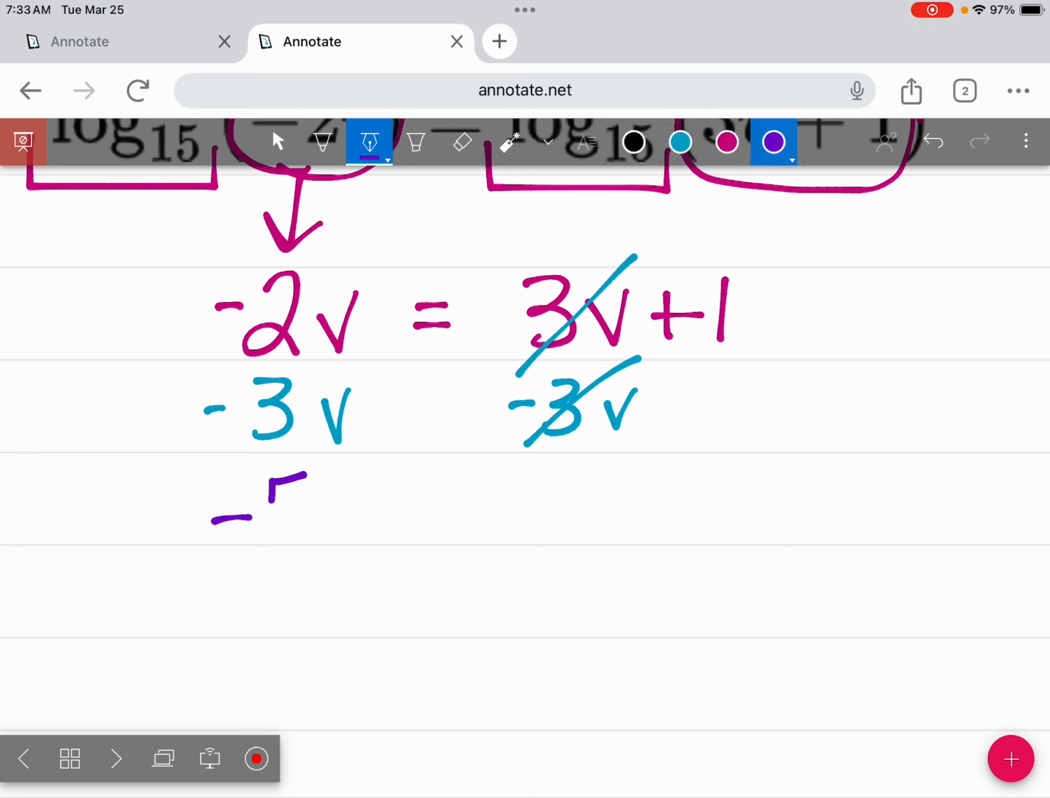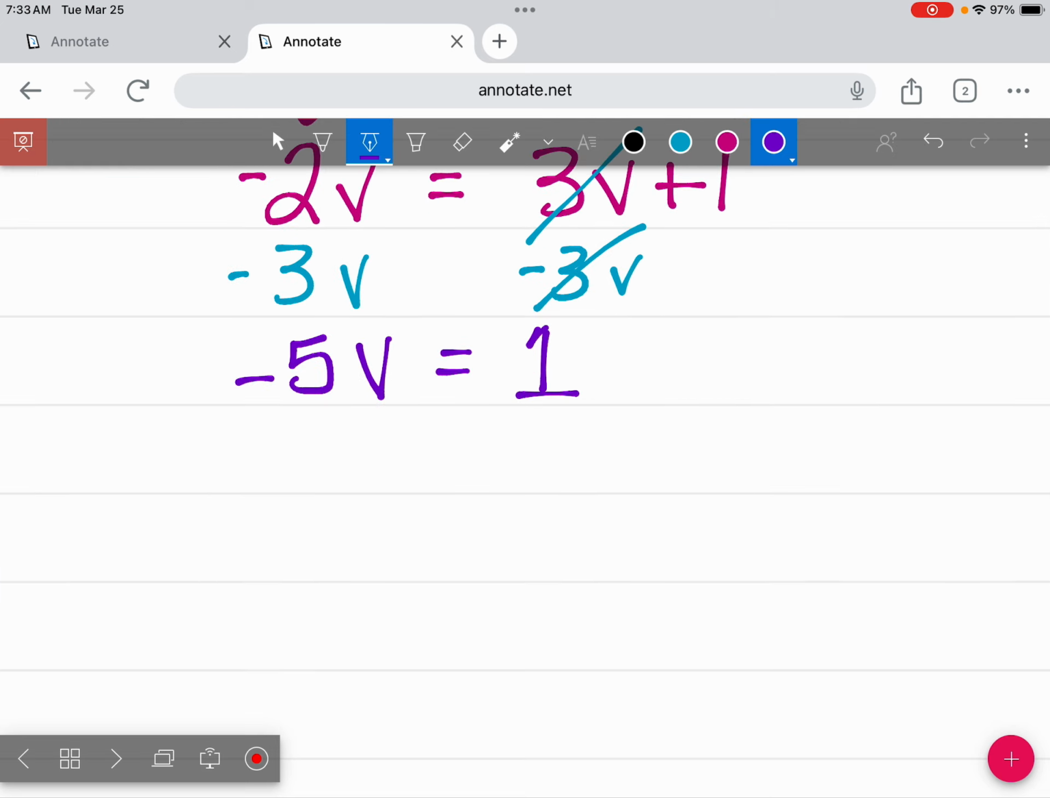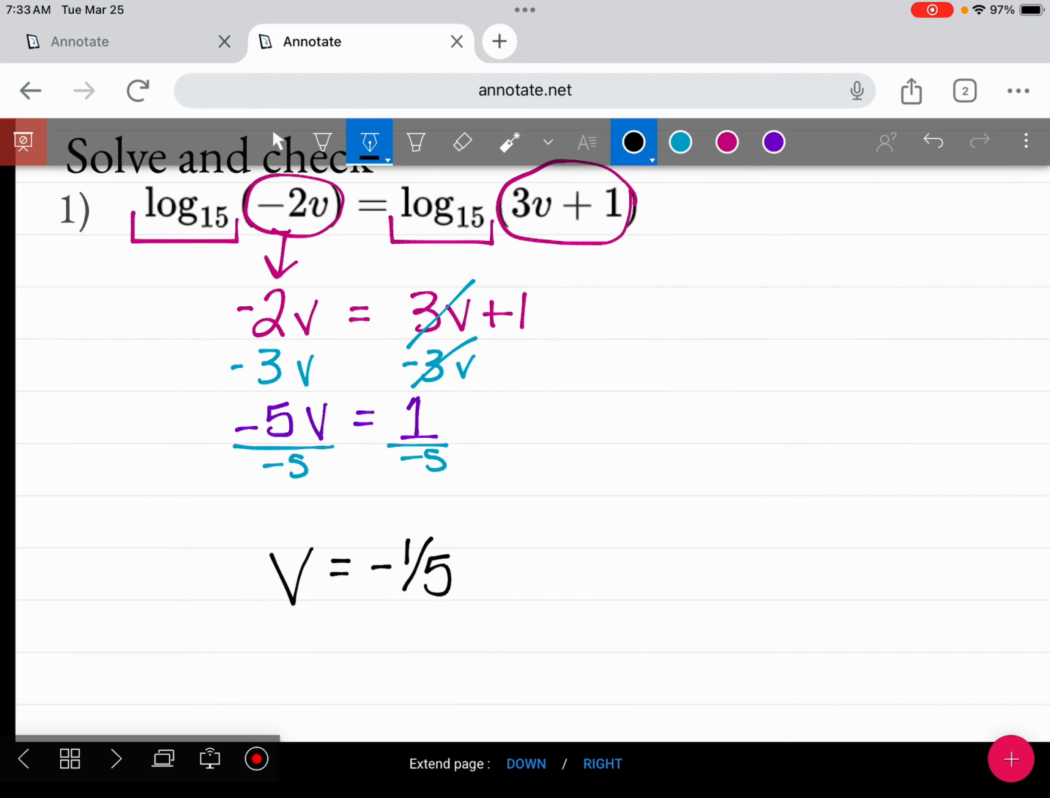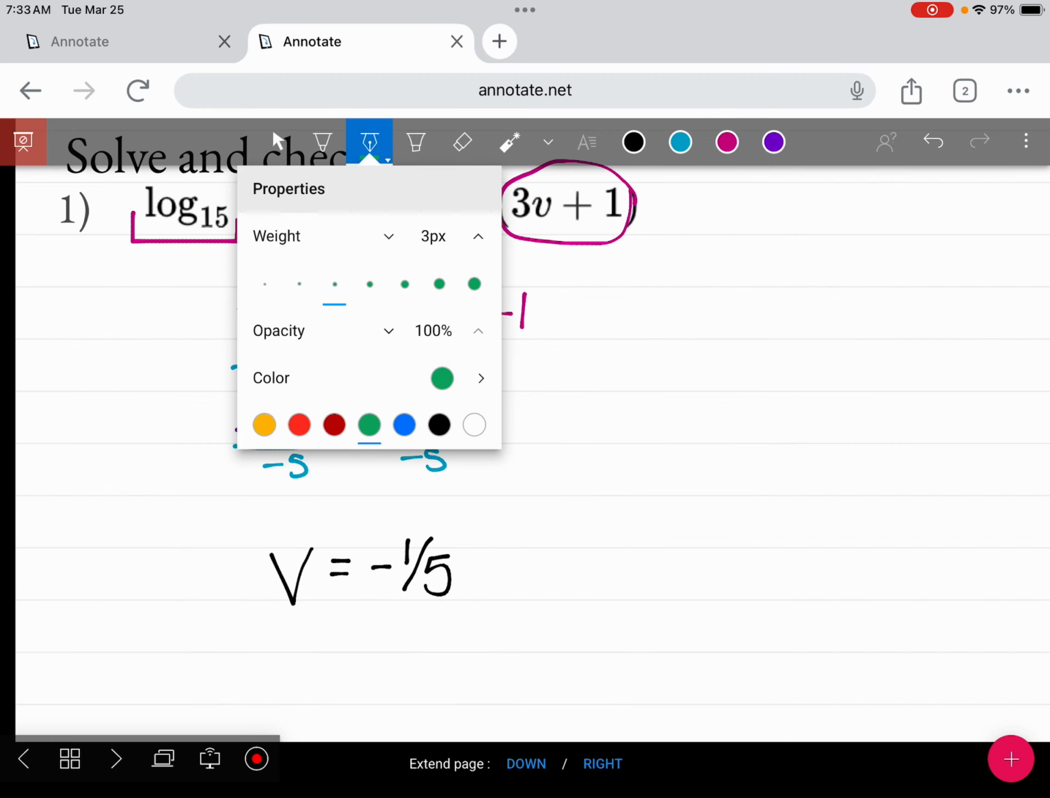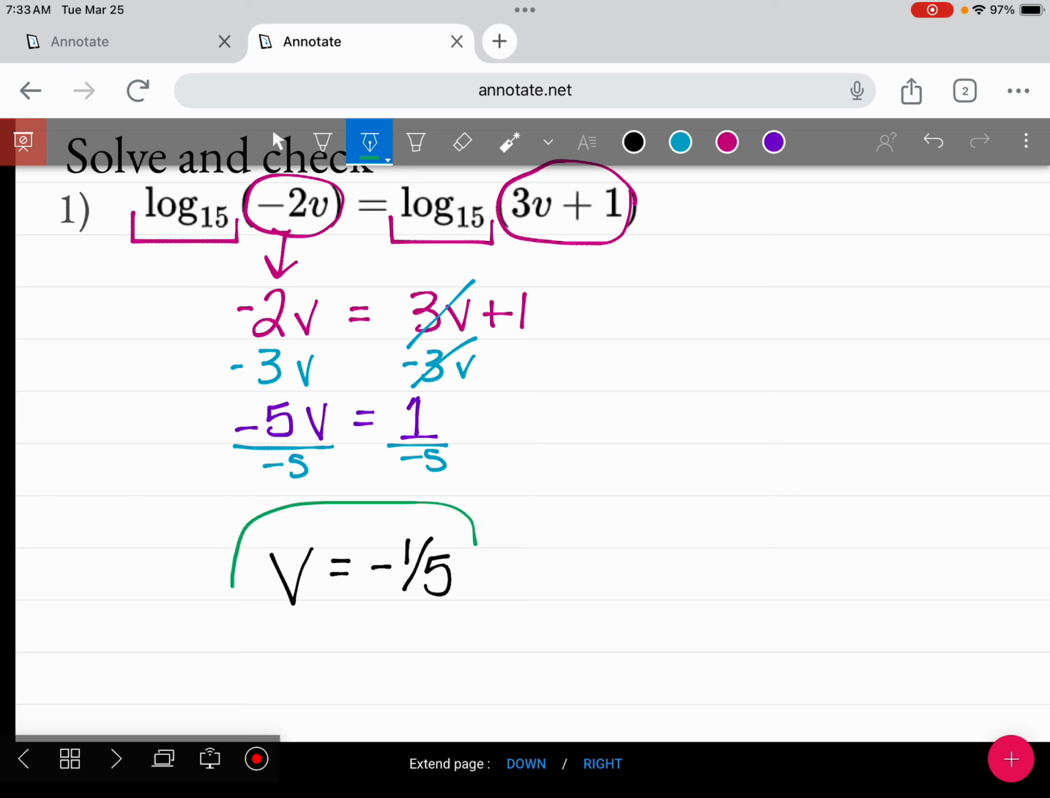We're going to have minus 5v equals 1. So how do we get the v by itself? We're going to divide by negative 5. So we get, for our answer here, v equals negative 1/5. This is the solution we get. That's a solution. We do not know if it is valid yet or not, but that is our solution.